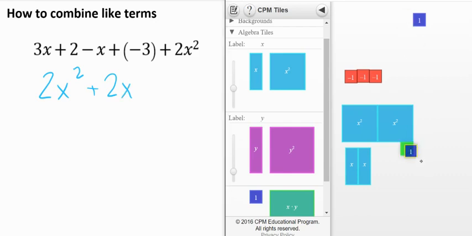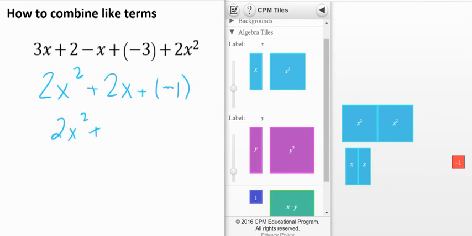And then lastly, let's put the units together. So I have 2 positives and then 3 negatives. And same thing with 0 pairs. Here's a positive and a negative, so that's 0. A positive and a negative, so that's 0, so those can go away. And we're just left with a negative 1. So you can either write it as plus negative 1, or if I wanted, I could write it as just minus 1. Those are the exact same thing. Okay, so that's how you do it with the tiles.